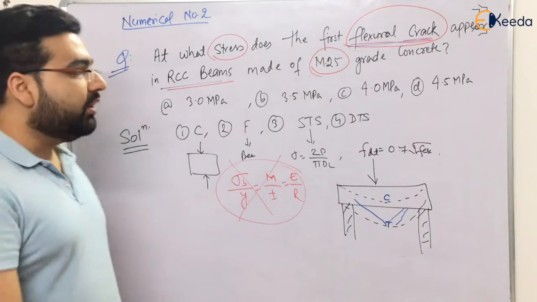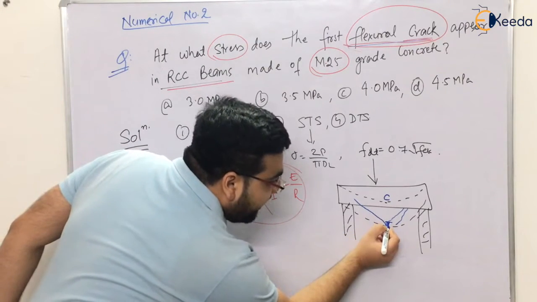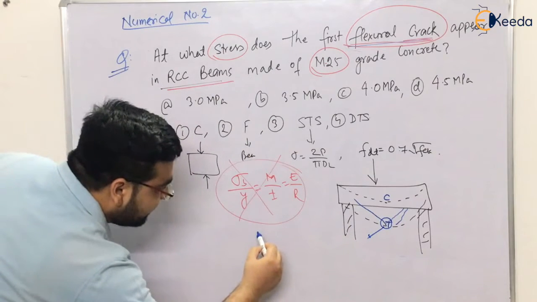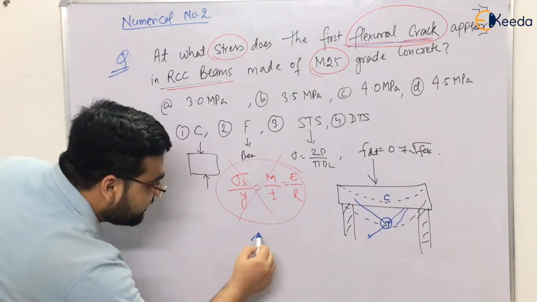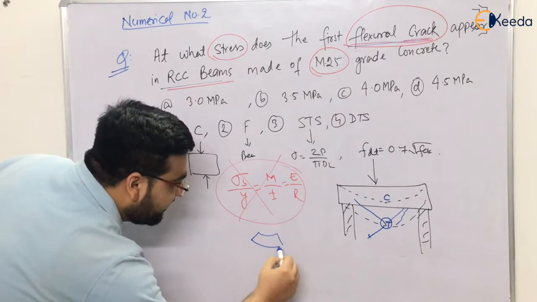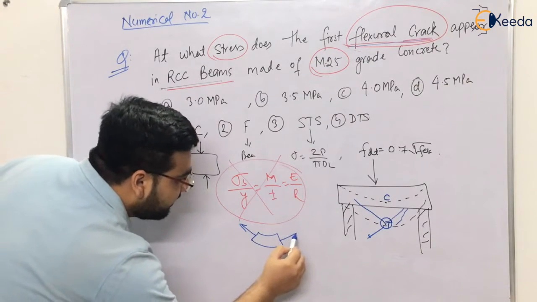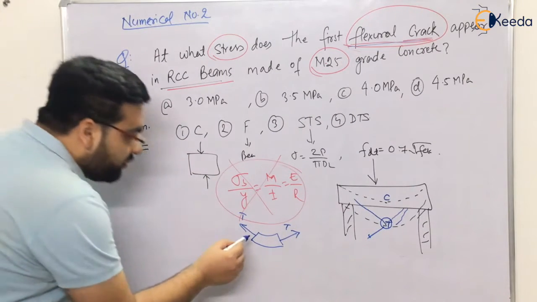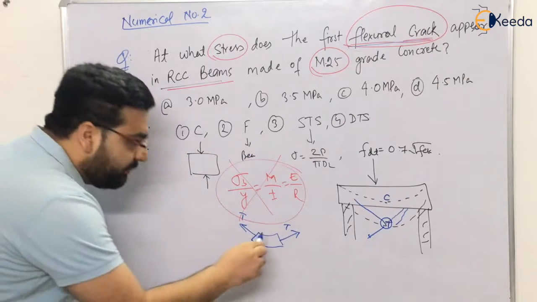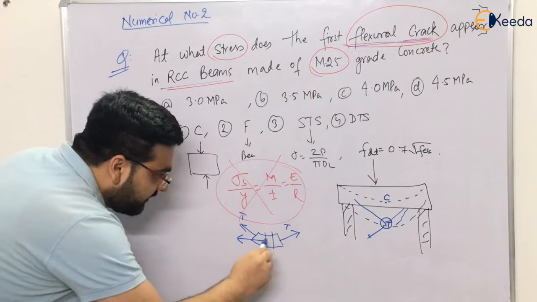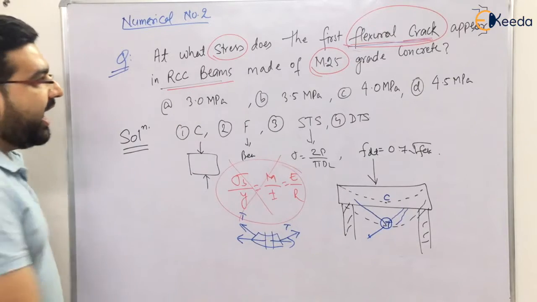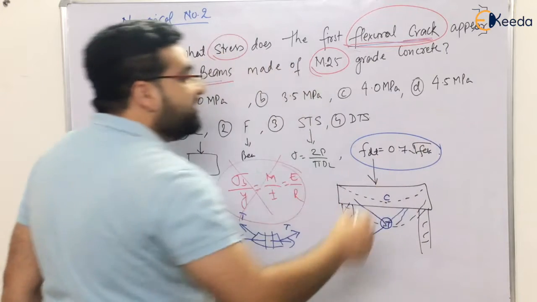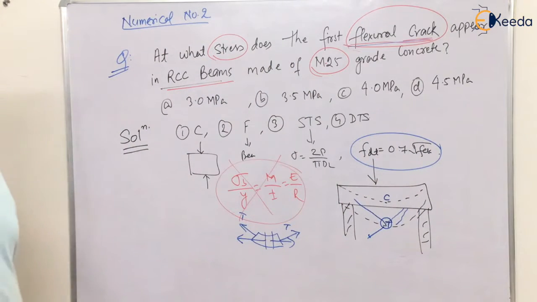And I told you, what type of tensile stress? Let me zoom this portion. This portion will be like this, and this portion will be like this. It will be in a tension state. If I take another smaller portion, it will be like this: direct tensile. And I have told you that the direct tensile strength is given by 0.7 root fck.